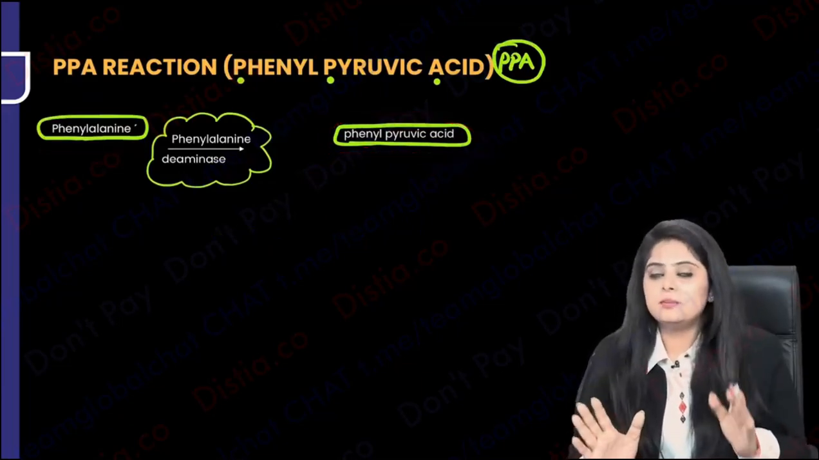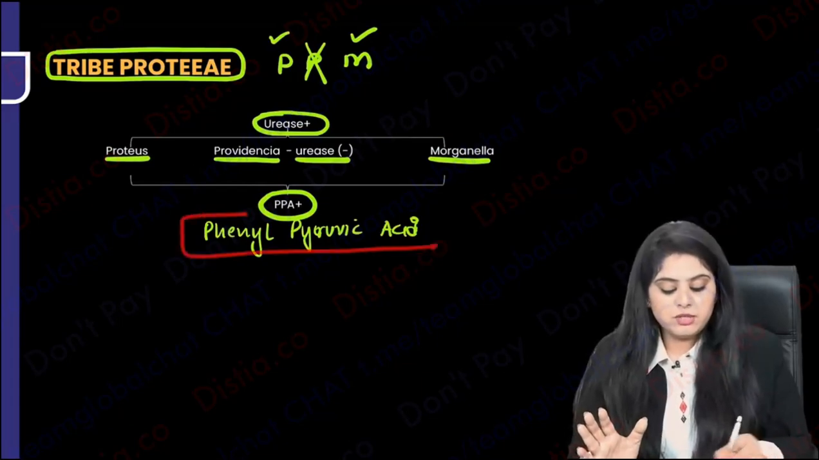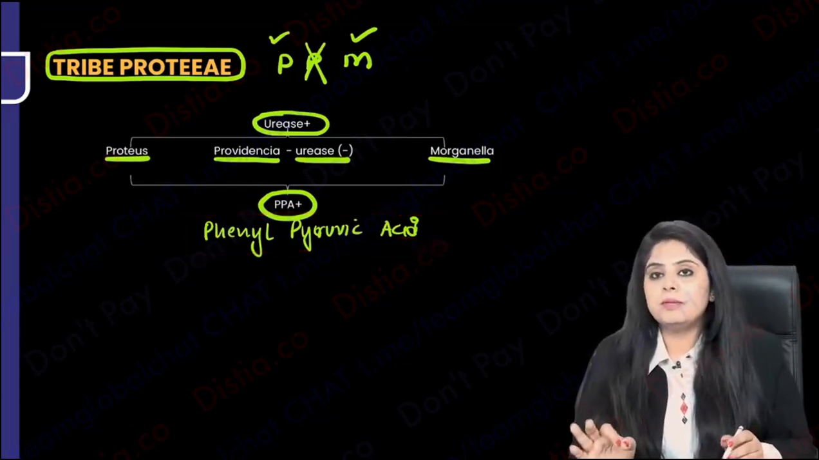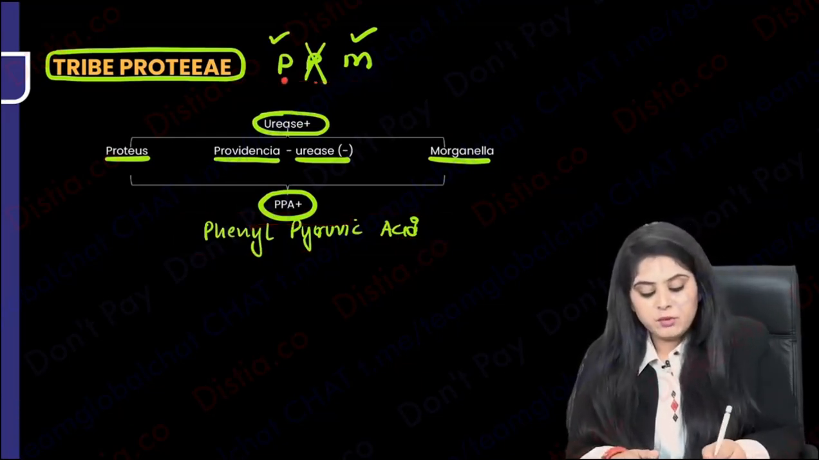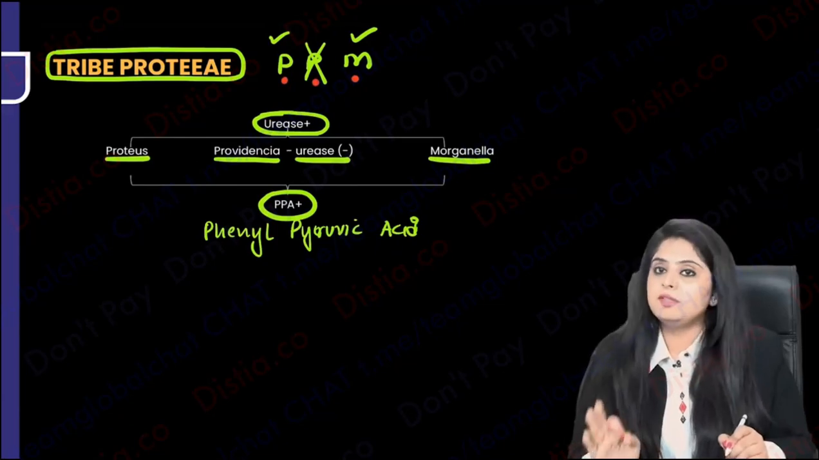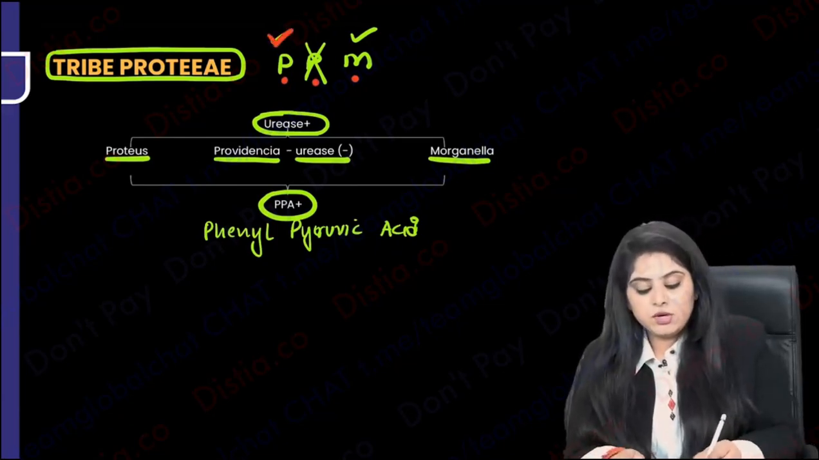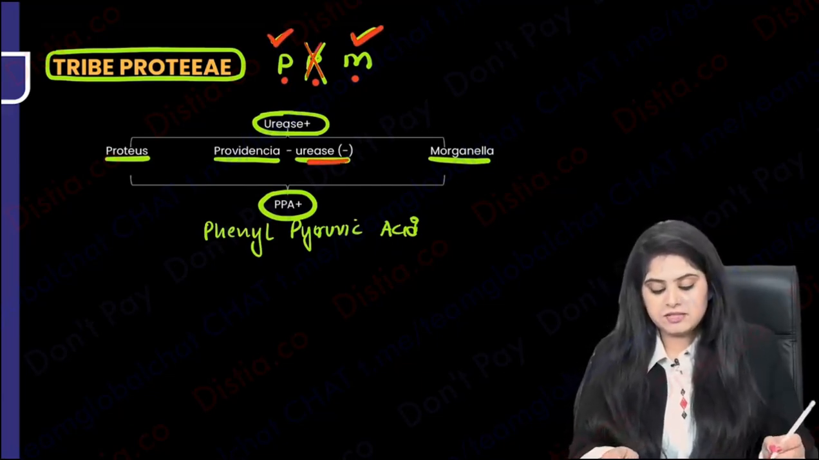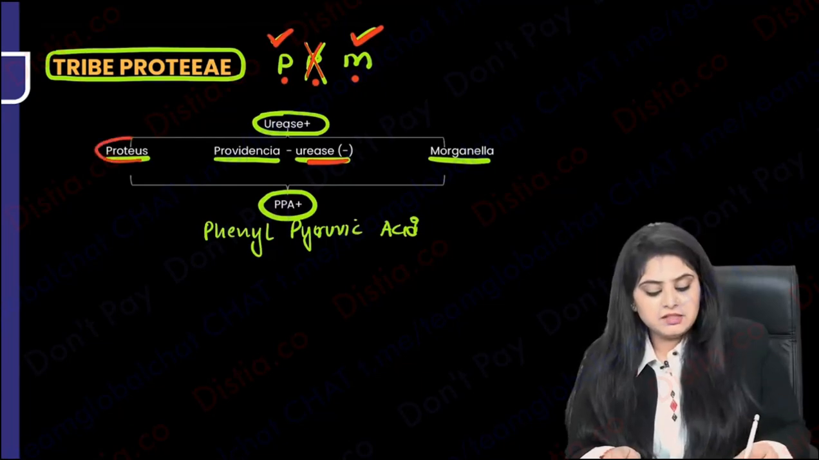Again, as I said, keep it simple. All of them are going to produce phenylpyruvic acid. All of them are PPA positive. So remember, PPM is PPA positive. Proteus, Providencia, Morganella. PPM is PPA positive. Proteus and Morganella are also urease positive. Providencia is urease negative. Of course, my primary concern is going to be Proteus.